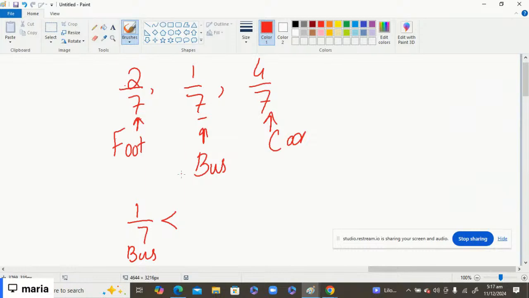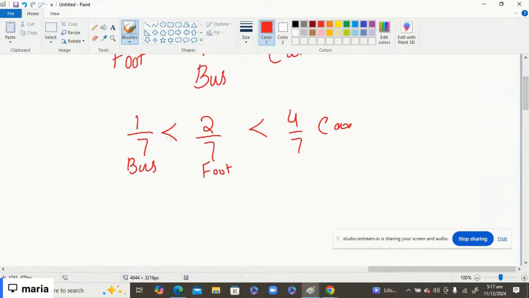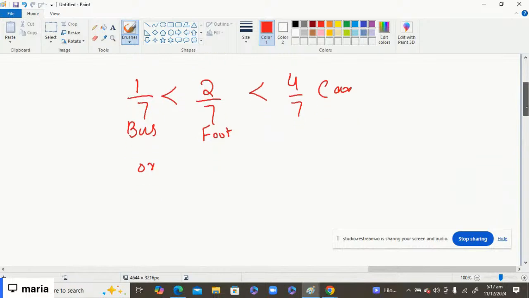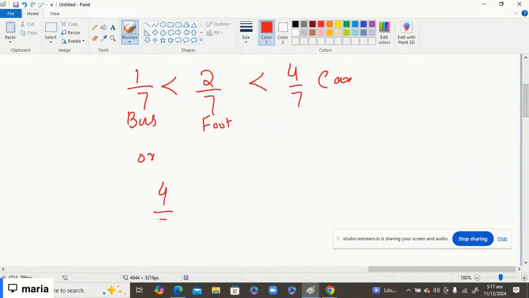Then what comes next? That is 2 by 7, which is foot. And the last one is 4 by 7, that is car. Okay, this is one way. 1 by 7 is less than 2 by 7, 2 by 7 is less than 4 by 7. Or you can write it this way as well: 4 by 7 greater than 2 by 7 greater than 1 by 7. This is for the car, this is for the bus, and that is for the foot.